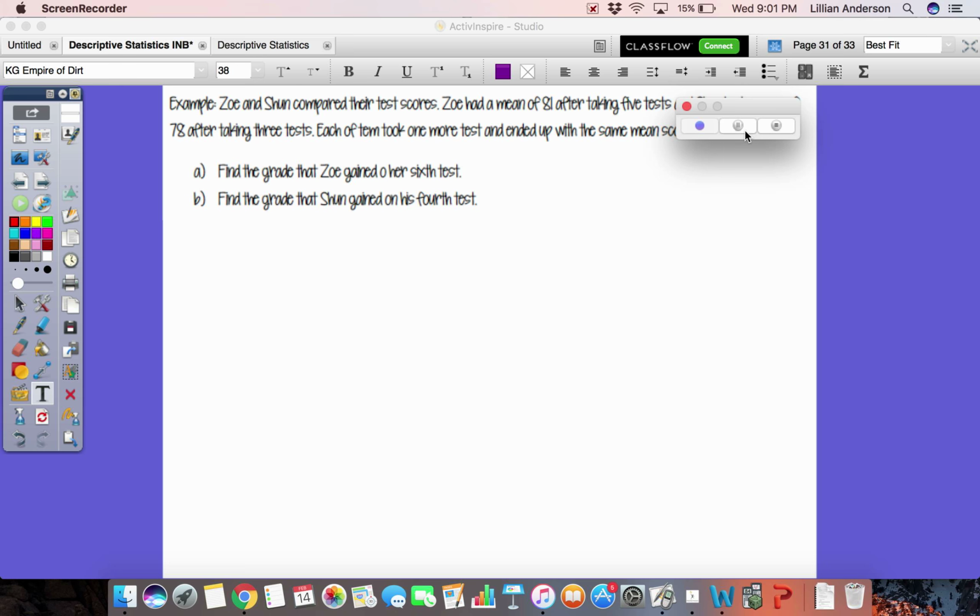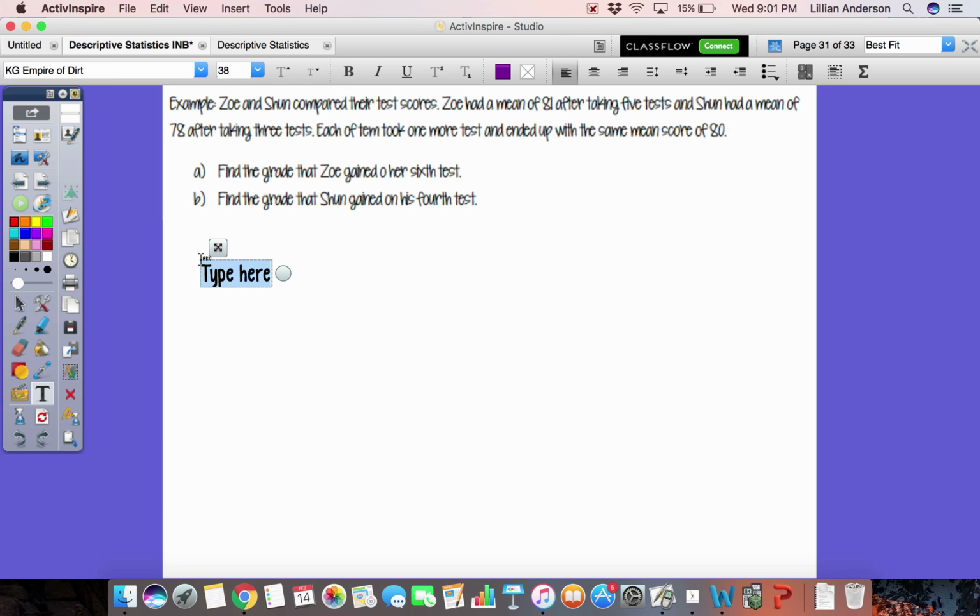Sean took 3 tests. So in order to do this one, we have to think about this a little bit outside the box. Because Zoe took 5 tests and scored an average of 81. So we don't know if it was a 79, a 95, and then a 60 something or whatever. We don't know what those individual 5 scores were to average an 81. But we do know that she took 5 tests and the average was an 81. So it's very, very possible that all 5 tests were an 81.